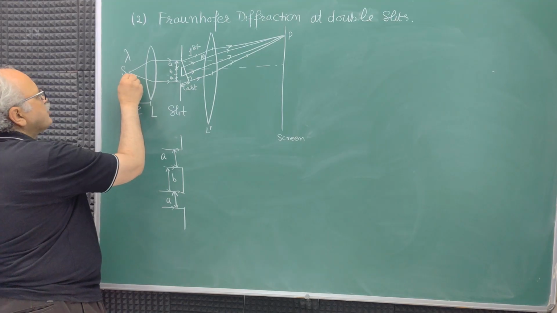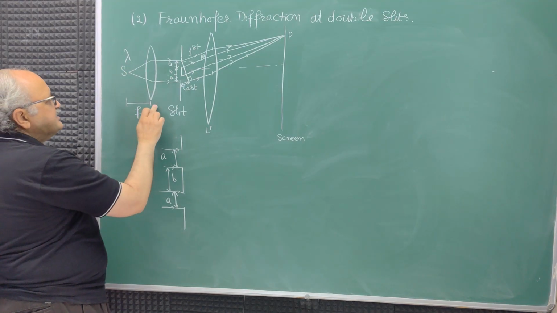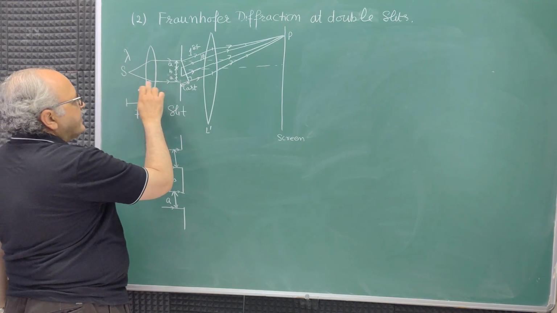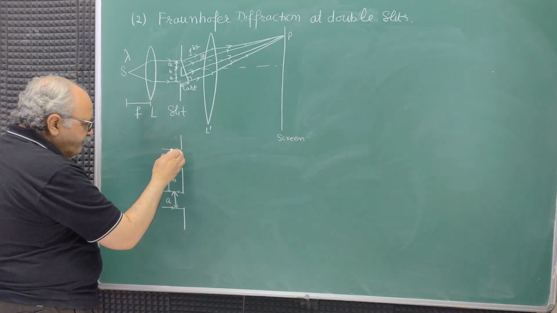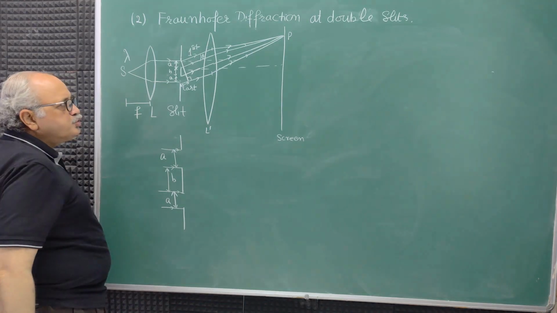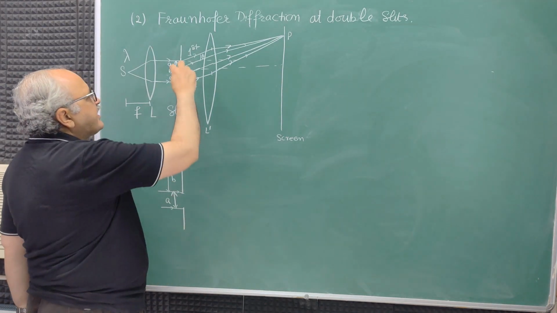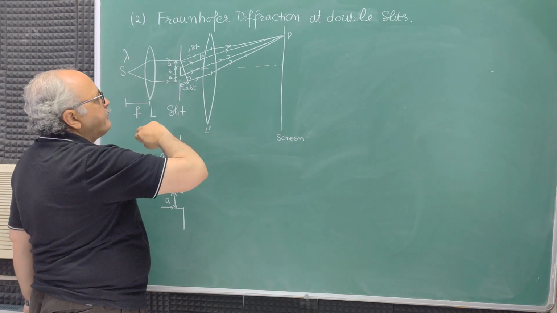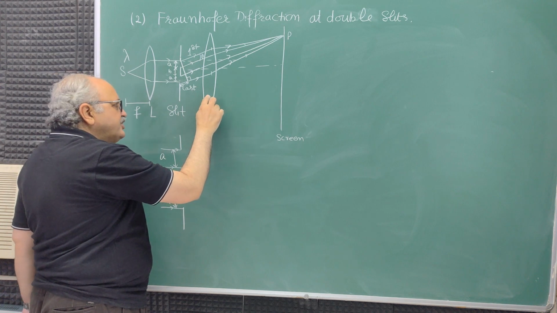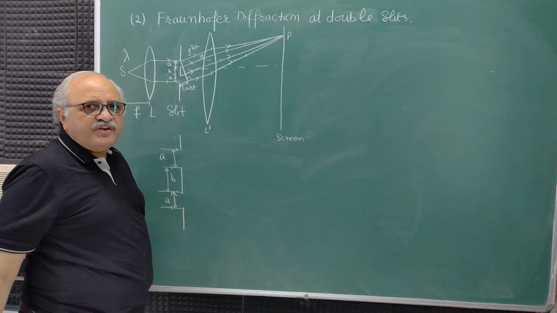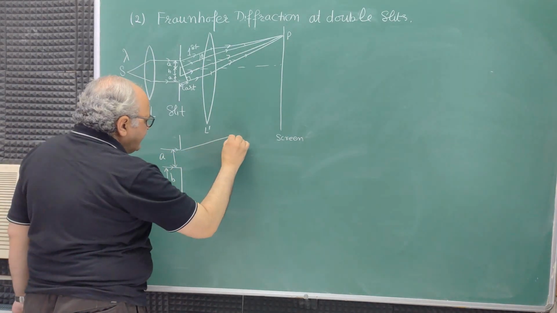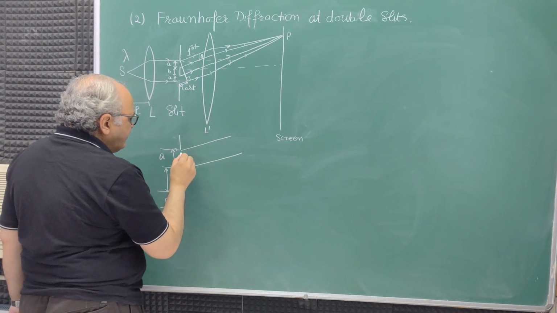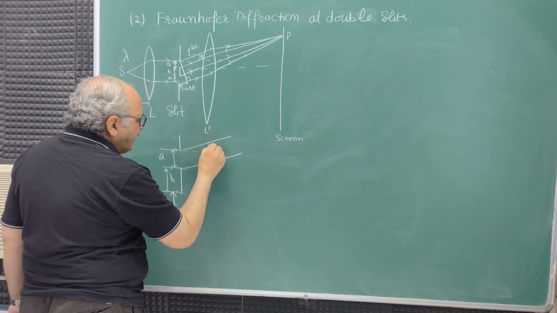We have a source of monochromatic light, a lens which makes the rays parallel, or you can say plane wavefront, and this plane wavefront falls on these 2 slits. Now the secondary wavelets come from both of them, and then through this lens they get focused on the screen.